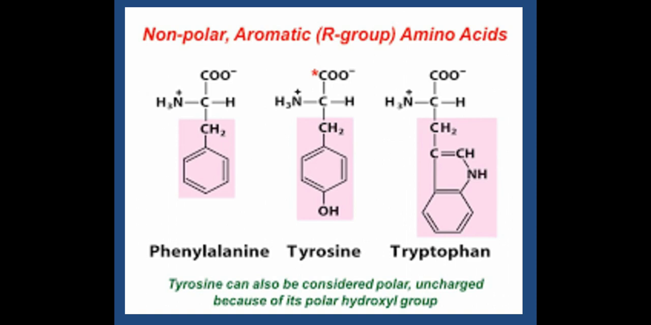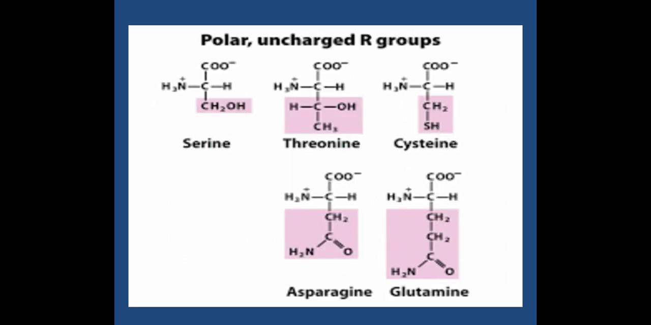Tyrosine can also be considered as polar, uncharged because of the presence of a hydroxyl group, and this makes tyrosine sparingly soluble in water, and it is considered as a polar amino acid. Now the second category is the amino acids which contain a polar uncharged R group, and this category includes the amino acids serine, threonine, cysteine, asparagine and glutamine.